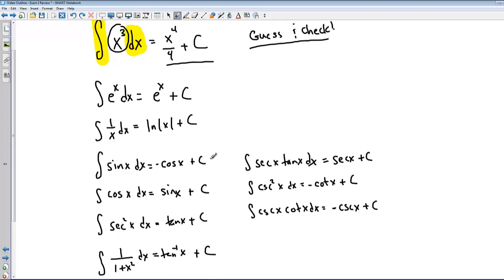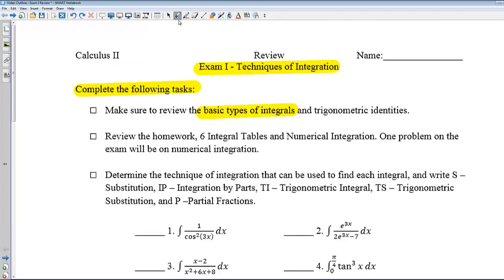All right, let's go back up to where we were before. And so those were the basic types of integrals. And then next we have to do the trigonometric identities. So we want to make sure we're familiar with some basic trigonometric identities.